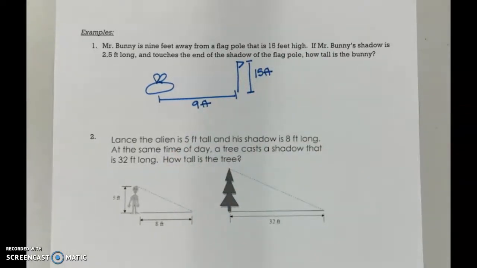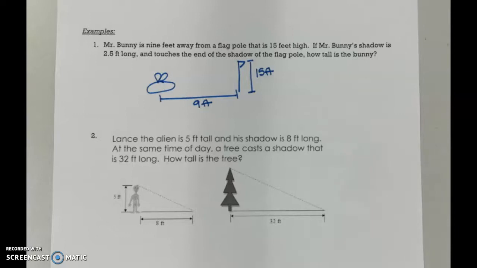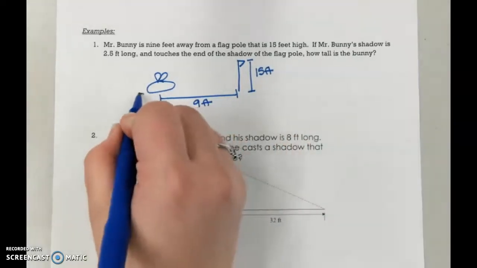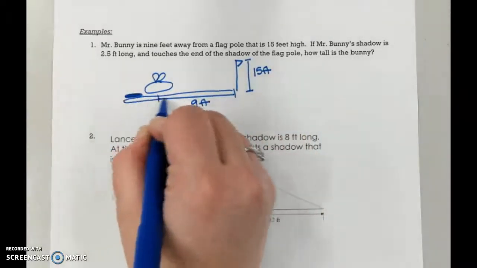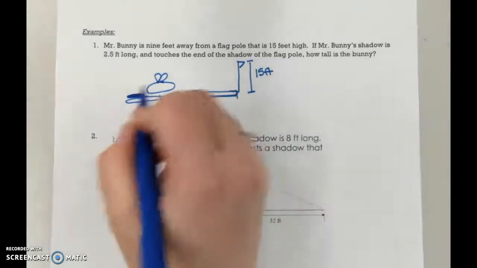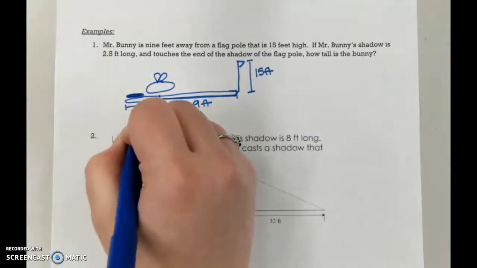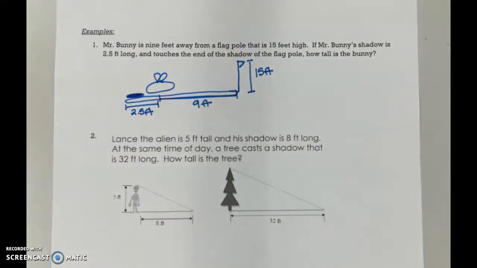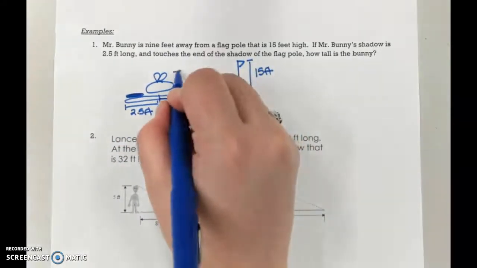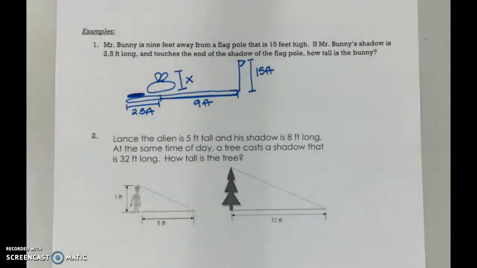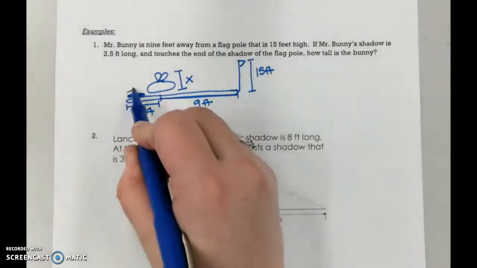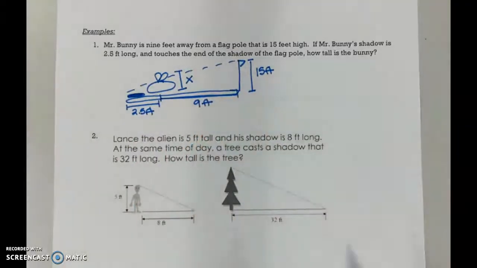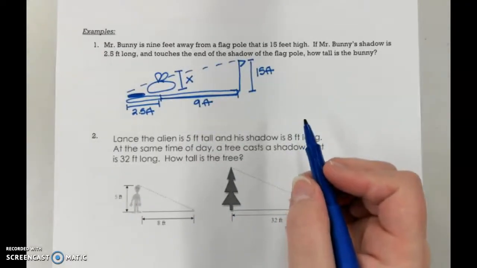If Mr. Bunny's shadow is 2.5 feet long and touches the end of the shadow of the flagpole, how tall is the bunny? So if Mr. Bunny casts a shadow here, and our flagpole also casts a shadow, and their ends touch each other, and we know this distance from here to the bunny is 2.5 feet. We want to find how tall the bunny is. So I want to know this height here. Let's call it x. So if I were to draw a segment from the top of the flagpole to the end of the shadow here, I can form a triangle.